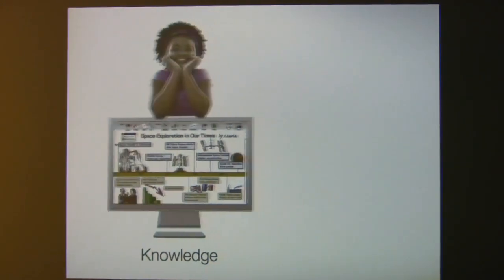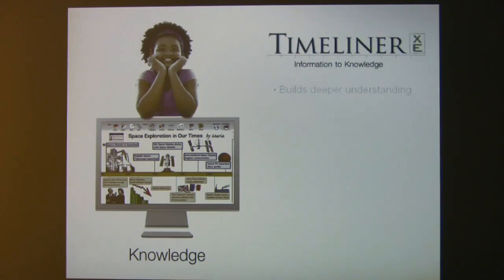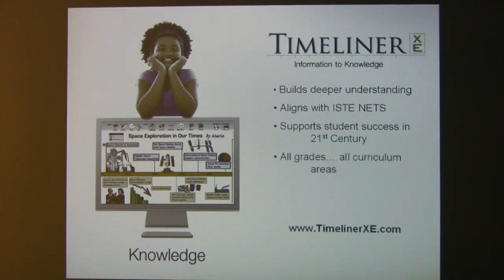So hopefully I've showed you the breadth of what this new version of Timeliner can do, that it can be used across your curriculum to build deeper understanding by giving kids a visual context for that information, help them combat that information overload. It's aligned with your state standards, and we can get you standards correlations reports. But it's also aligned with those ISTE NETS, which I know are becoming more important across the country. It's aligned with those 21st century skills. It's a great value because it can be used in every grade, in every classroom, in every curriculum area.